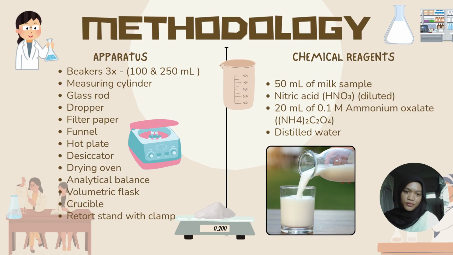Next, we move to the methodology. Here are the apparatus and chemical reagents that are needed for this experiment. First, we need beakers of 100 and 250 ml, measuring cylinder, glass rod, dropper, filter paper, funnel, hot plate, desiccator, drying oven, analytical balance, volumetric flask, crucible, and retort stand with clamp. Besides that, chemical reagents: 50 ml of milk sample, diluted nitric acid, 20 ml of 0.1 mol ammonium oxalate, and distilled water.